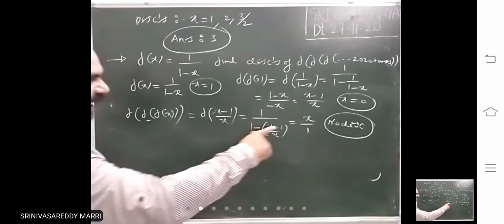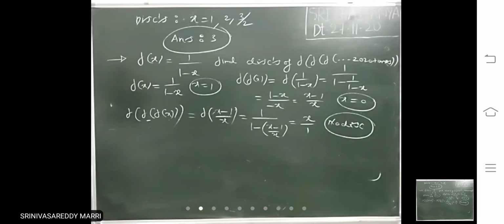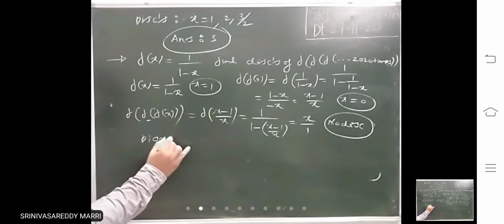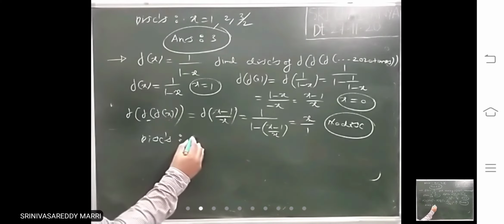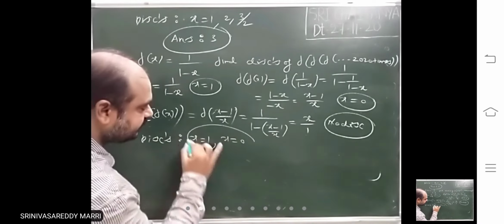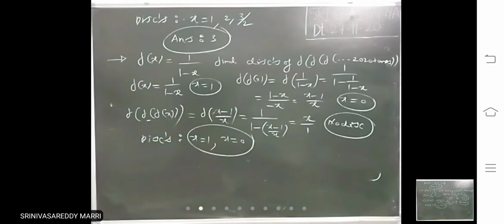So look at this, once you got x, there you stop. No need to do next. Whenever you get x, you stop the procedure. I will tell why you have to stop. Discontinuities are, what are those? First x equal to 1, x equal to 0. These two. Answer is 2.